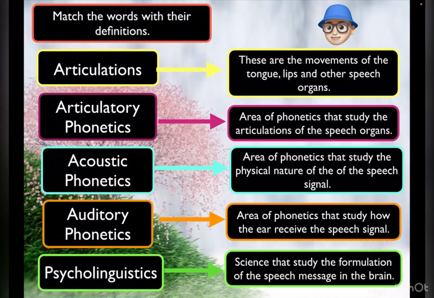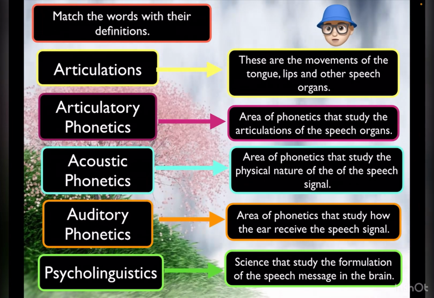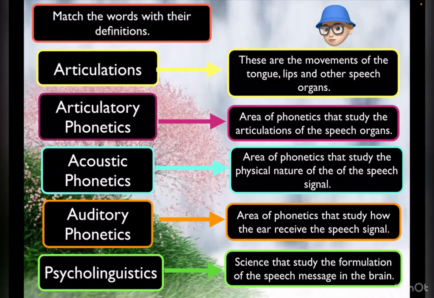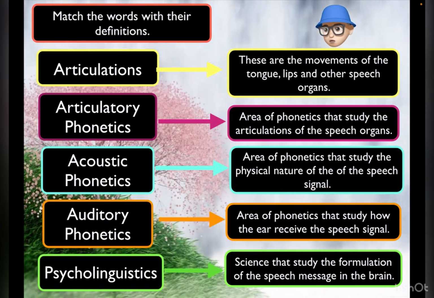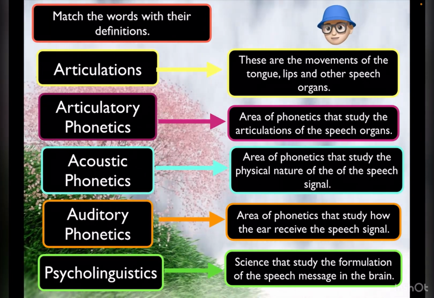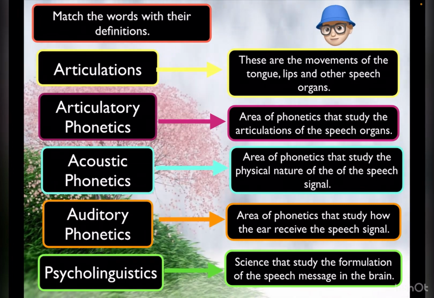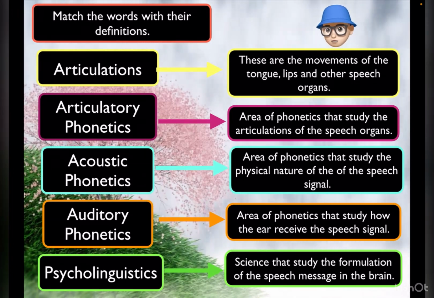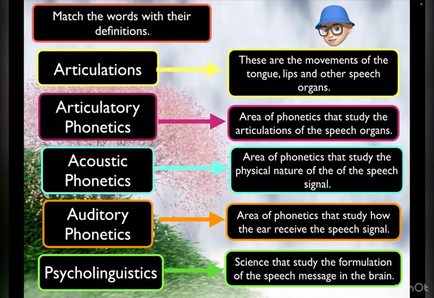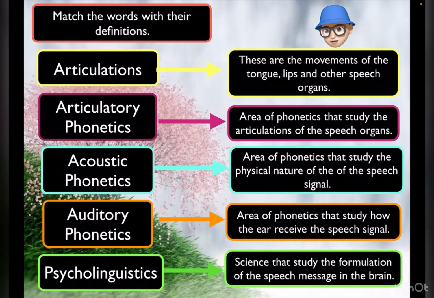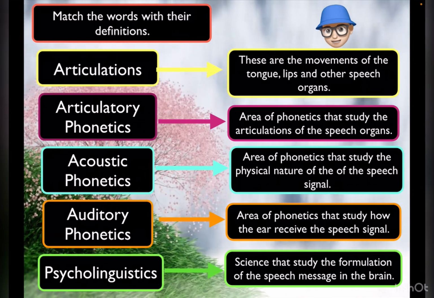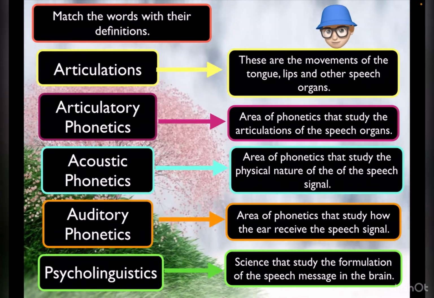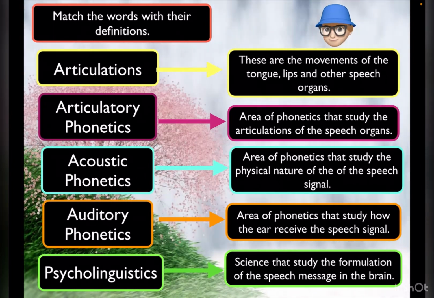Voila! Articulations. These are the movements of the tongue, lips, and other speech organs. Articulatory phonetics, area of phonetics that studies the articulations of the speech organs. Acoustic phonetics, area of phonetics that studies the physical nature of the speech signals. Auditory phonetics, area of phonetics that studies how the ear receives the speech signal. And finally, psycholinguistics, science that studies the formulation of the speech message in the brain.